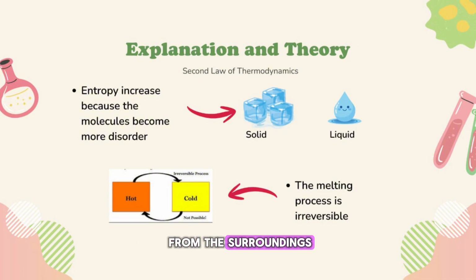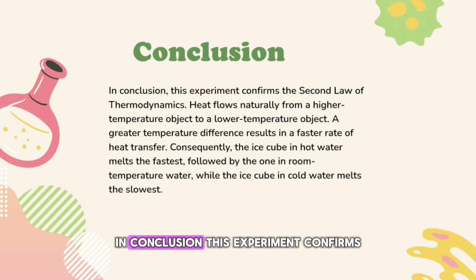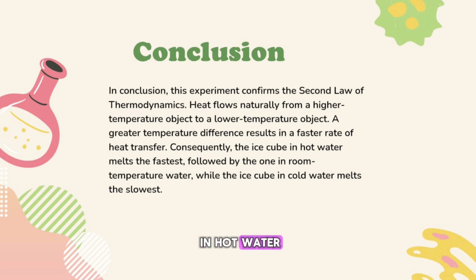In conclusion, this experiment confirms the second law of thermodynamics. Heat flows naturally from a higher temperature object to a lower temperature object. A greater temperature difference results in a faster rate of heat transfer. Consequently, the ice cube in hot water melts the fastest, followed by the one in room temperature water, while the ice cube in cold water melts the slowest.